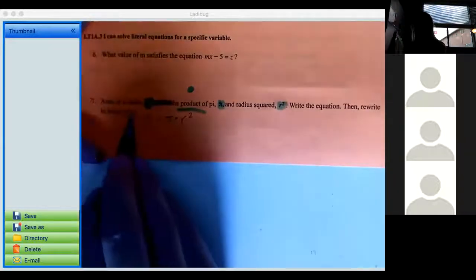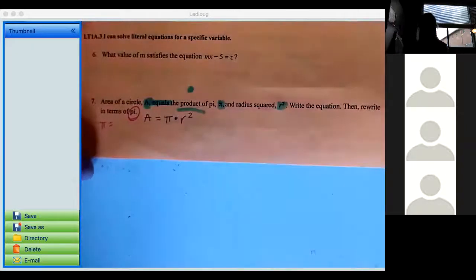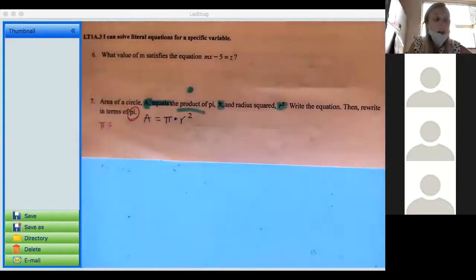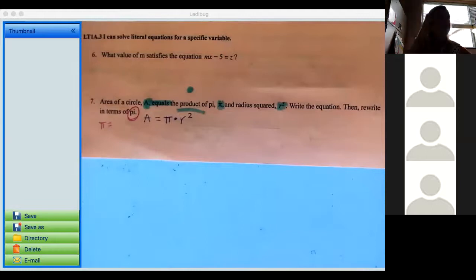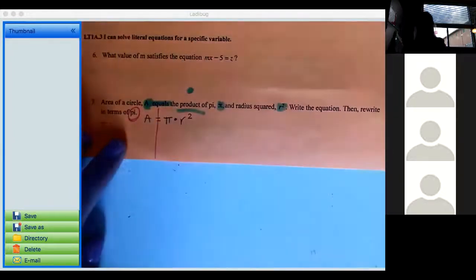Rewrite in terms of pi. All that means, y'all, is they want it to say pi equals. If I tell you to rewrite it in terms of something, I'm telling you to get that thing by itself and say that equals. Okay? So how do I get pi by itself? How do I solve this for pi? It's the first thing you should do.